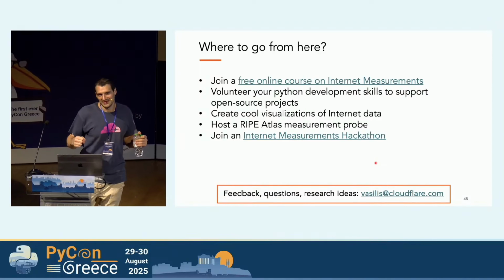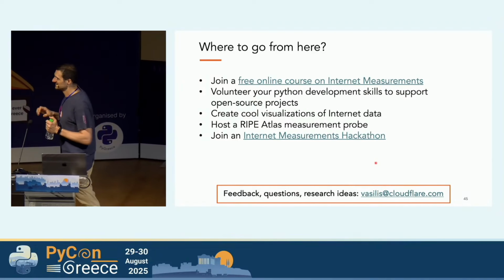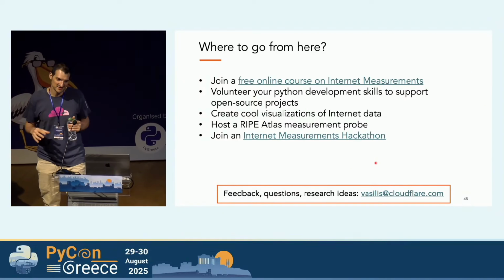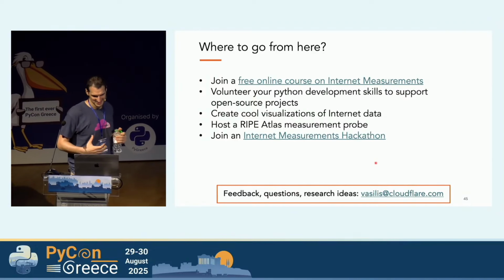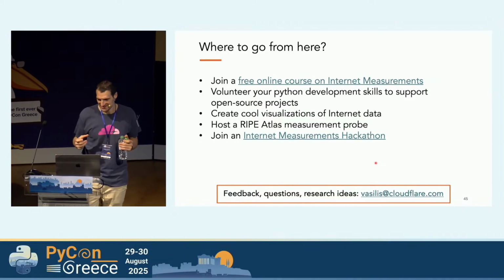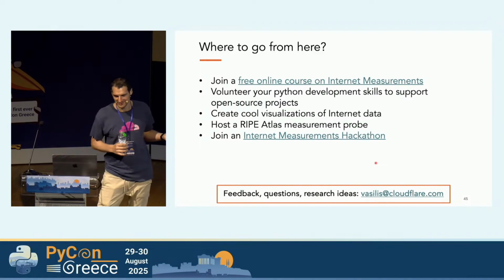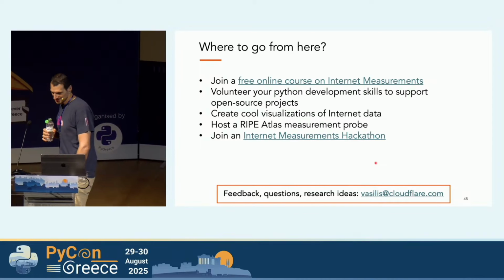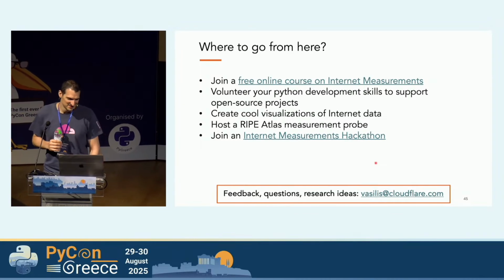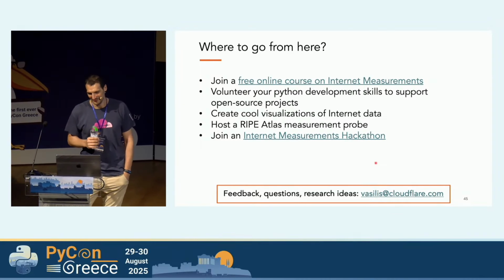You can volunteer your Python skills. These are all open source projects, and they do want developers and maintainers and people with fresh ideas. You can create cool visualizations of the internet, of things that you care about on the internet. You can host, of course, a RIPE Atlas probe and join a measurement hackathon.